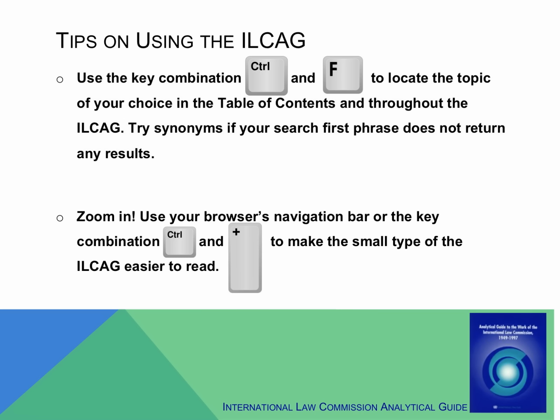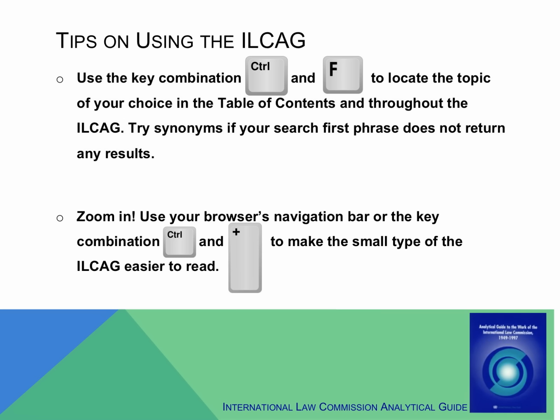This is especially helpful when initially finding the topic you need and when looking for more detailed information in the topic detail pages. Try synonyms or rephrase your search if you are not getting any results. Another invaluable trick is zooming in on the small font of the guide. You can do this with the key combination Ctrl+ or by zooming in with your browser's navigation bar.